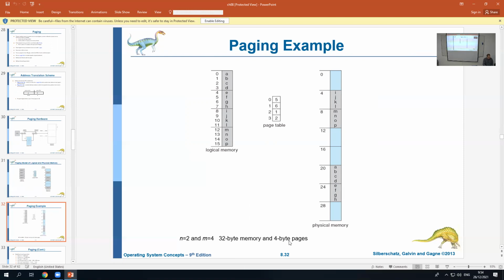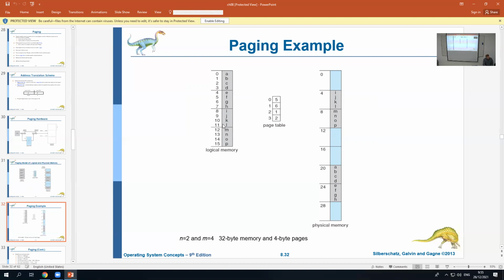32-byte memory, 4-byte pages. All right, he did exactly what I did. He said 4-byte pages, because that's the simplest one to think about. A 4-byte page where n is 2, therefore the other side is also 2, 2 and 2. And what is he saying over here? Here are the 4 pages: page 0, page 1, page 2, and page 3. Inside each one are the bytes, with the contents A, B, C. That's the content of the bytes, not the names of the bytes. The name of the byte is 0, 1, 2.